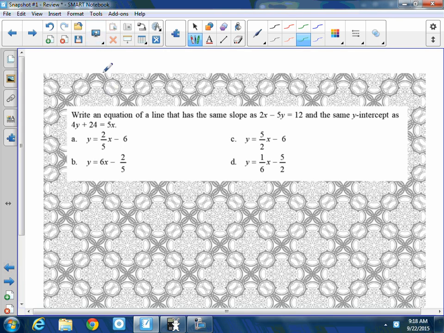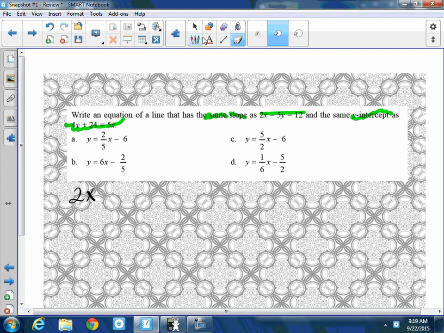Okay, go ahead and stop. Try it out, and then let's go for it. Write an equation of a line that has the same slope as that one, but I don't know the slope, and the same y-intercept as that one. Okay, so I'm going to start with the same slope. To figure out the slope of that first one, I'm going to have to solve for y.